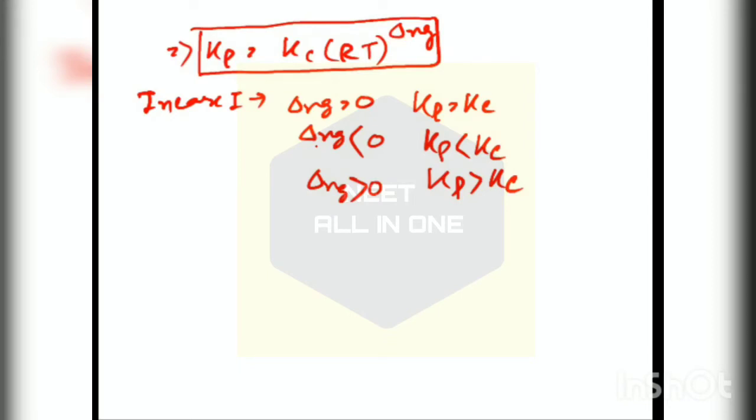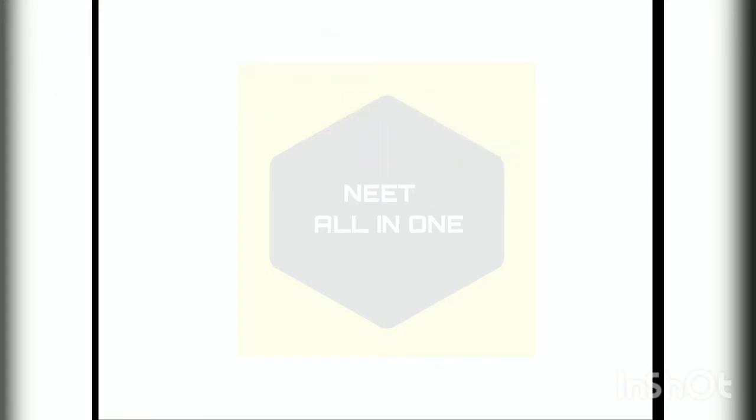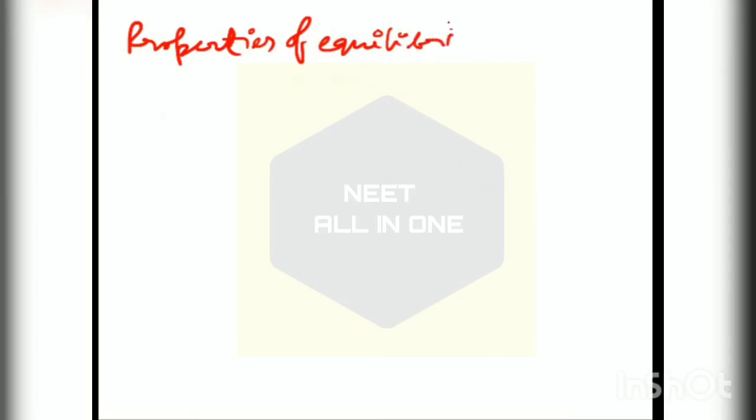Now, after Kp and Kc, there are some properties of equilibrium. So let's see that. Properties of equilibrium. That is, just like in thermodynamics, we have some properties in equilibrium also.